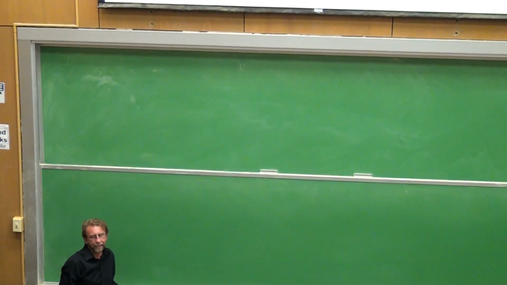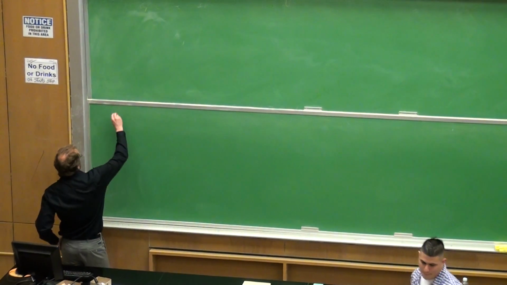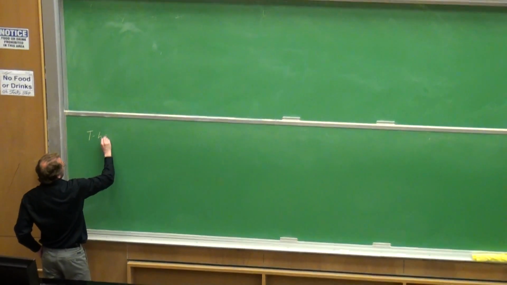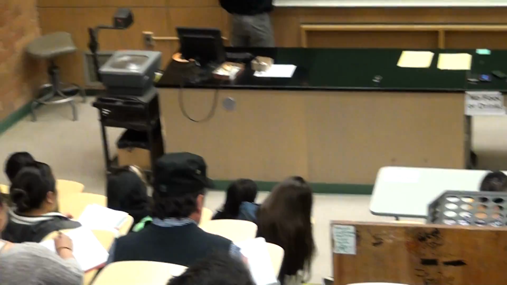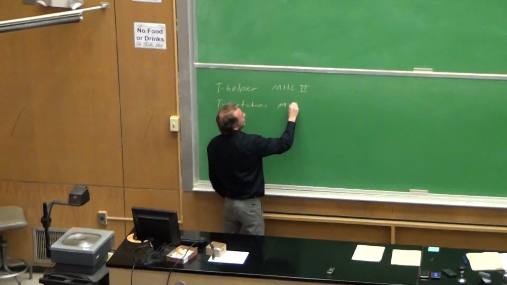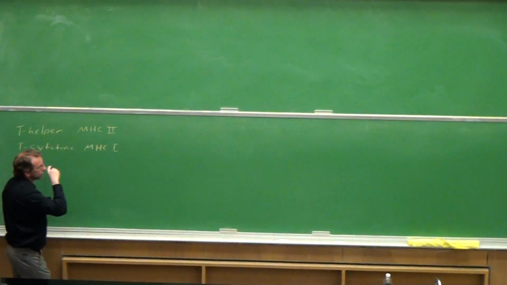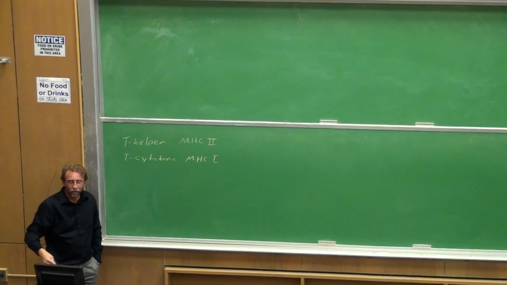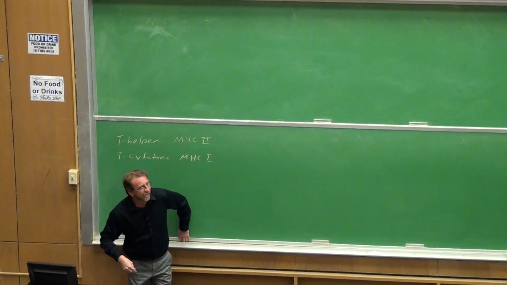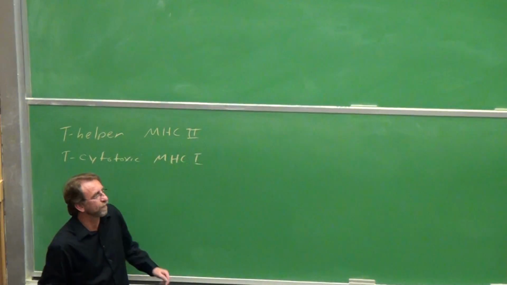Last lecture, I had started to talk about MHC molecules, and I had stated that T helper cells recognize MHC1 molecules, and that is inaccurate. It's MHC2 molecules that they recognize, and it's T cytotoxic cells that recognize MHC1 molecules. So make that note now. Go back into your lecture from Monday and correct notes that you might have made there.